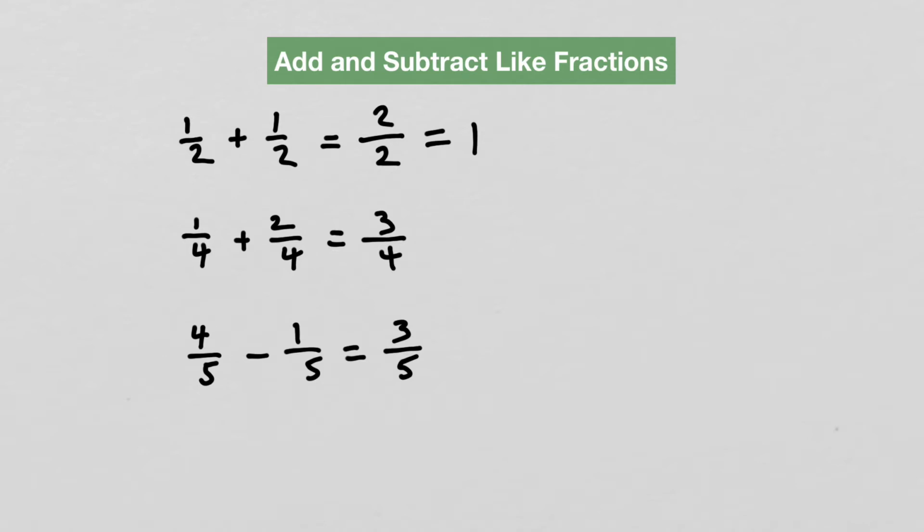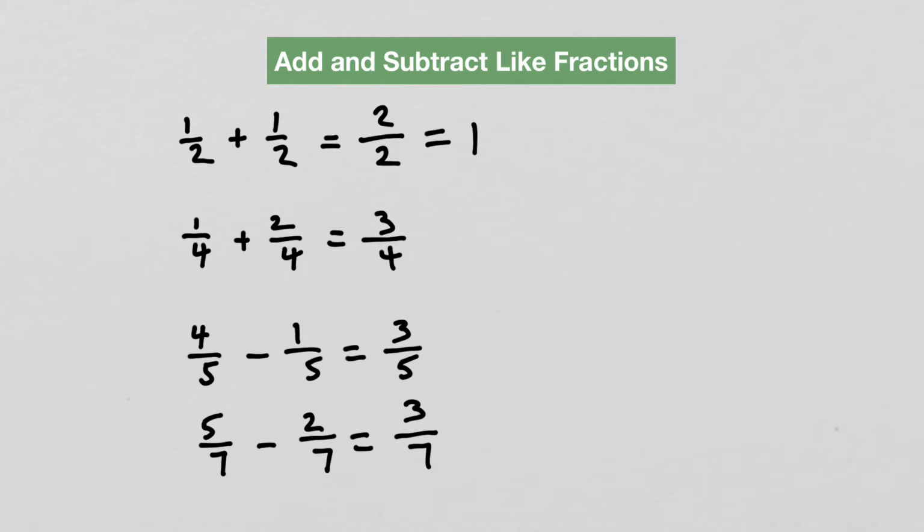Here's another example. Now let's say we have 5/7 minus 2/7. Okay. Again, we keep the denominator 7, and then we just subtract the numerator. 5 minus 2 is equal to 3.